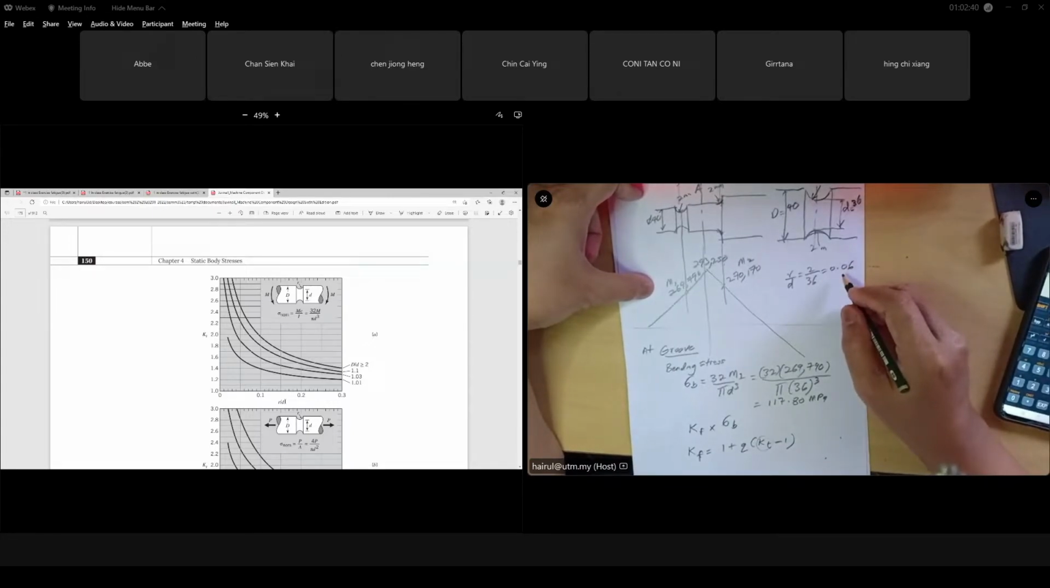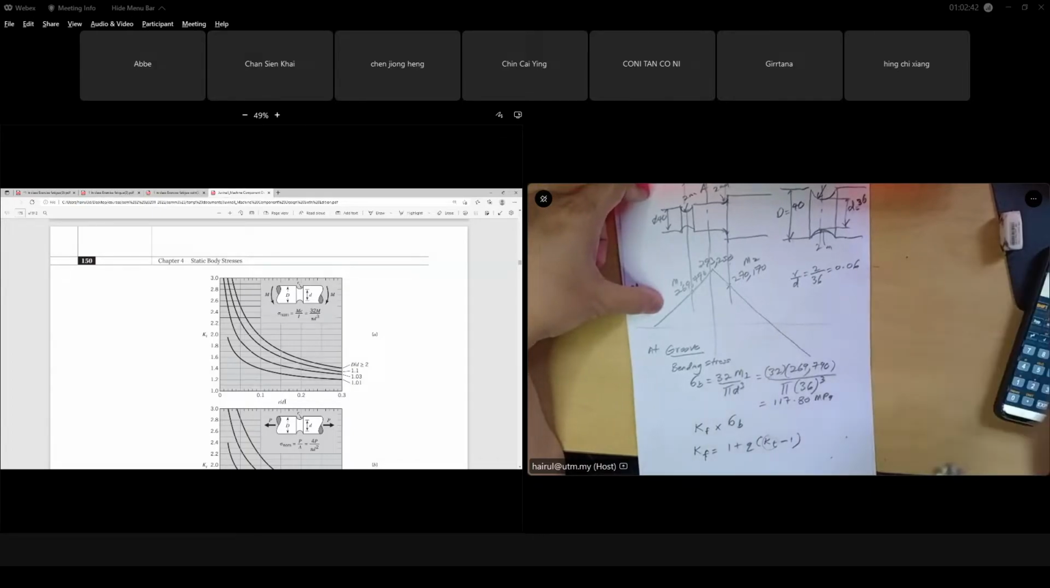Another ratio we need to find. On the figure in your textbook, 0.06 is between 0.05 and 0.1, it is here. Draw your line. If you use the e-book, you have to print it out. You can use a ruler; don't draw by hand like me, it is not accurate. Use a ruler so it becomes straight. Class, are you watching or not?